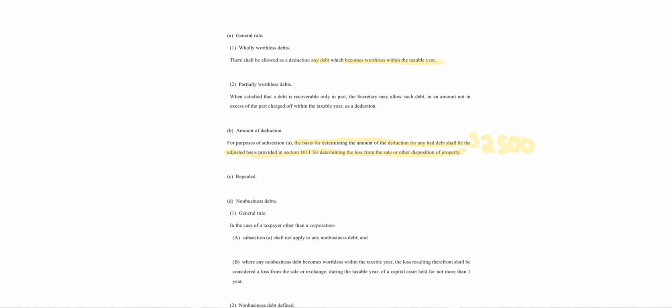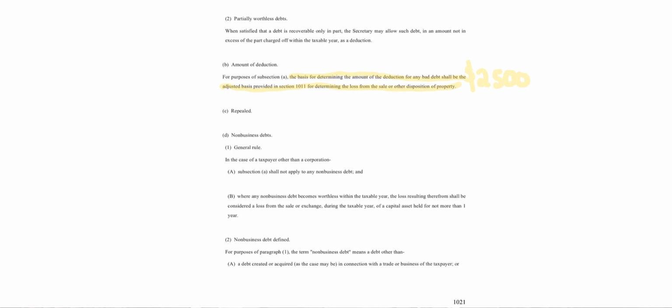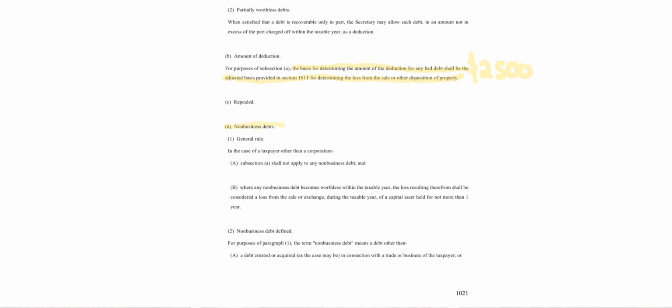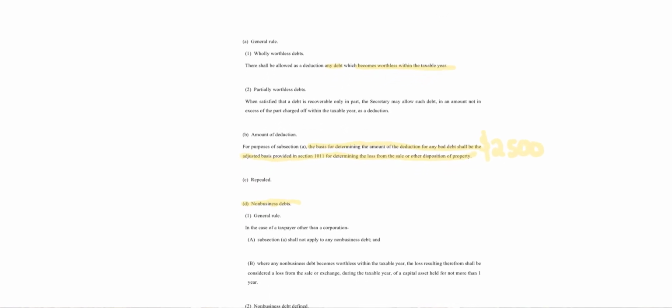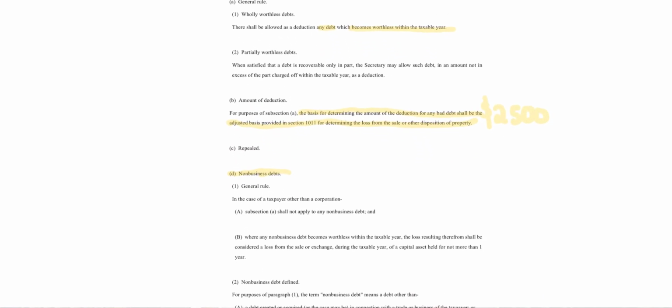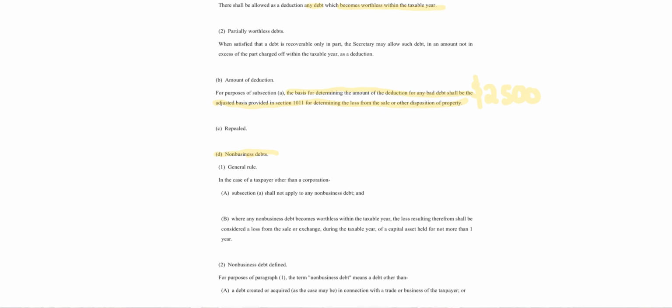So you can go to that. I'm just kind of saving you the time there. D, non-business debts. Hey, it looks like what we have here. So we have the general rule, wholly worthless debts, number 1, which seemed like it applied, but then we have non-business debts, so a special rule for non-business debts. And that's what we have here.